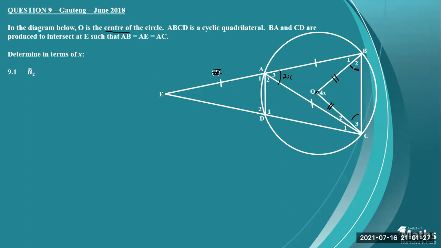B2, so there's B2. And they say in terms of x, it means you won't get an exact answer. So I'm going to start off here saying that angle B2 will be equal to angle C3. See, these two will be equal because it's angles opposite equal sides.